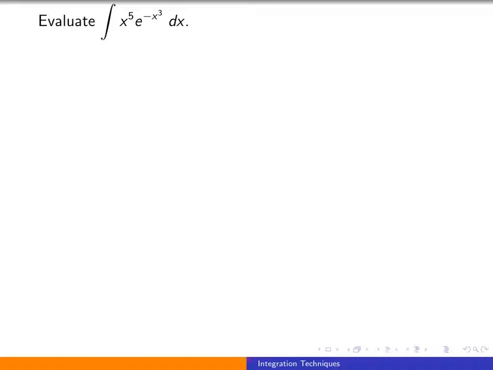In this example, we will antidifferentiate x to the fifth multiplied by e raised to the minus x cubed power. Now, my first observation looking at the integrand is there are no obvious algebraic simplifications, but there is maybe an obvious substitution that's worth attempting, looking at that inside function, minus x cubed. So let's go ahead and just let w be equal to x cubed.